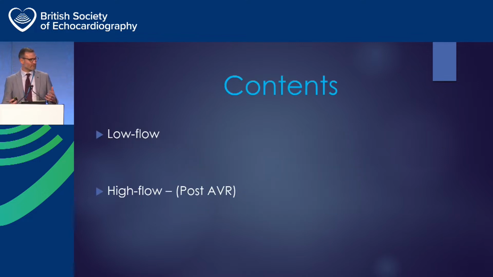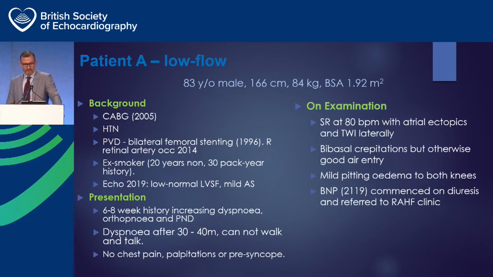So I've got just 2 cases, one case of low flow aortic stenosis and another case of high flow post-aortic valve replacement. The first patient is an 83-year-old male. He's 1.66 meters tall, 84 kilos, with a body surface area of 1.9 meters squared. His background history is relevant for a bypass grafting in 2005. He's hypertensive, peripheral vascular disease, ex-smoker, and the echo in 2019 suggests that he had low normal LV systolic function, which in the context of ischemic heart disease probably suggests he had some mild impairment and mild aortic stenosis.